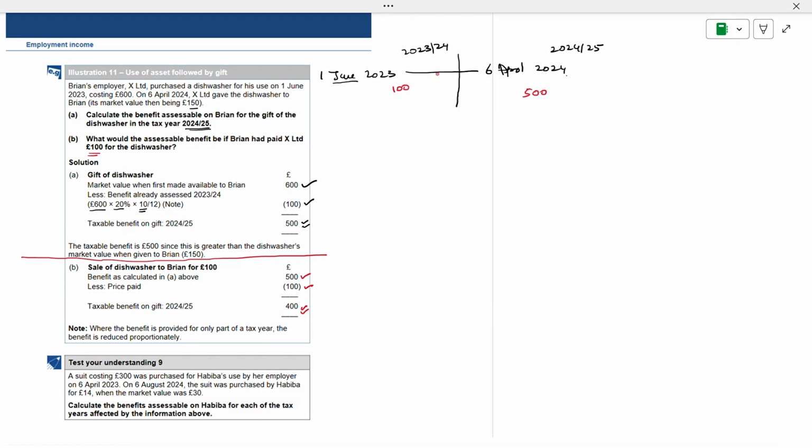Sir, I have a doubt. We learned about two methods: we have to assess the higher of rental value or market value. In this, rental value will be 600 into 20% into 10 divided by 12, right? Why is it rental value? Have they taken it on rent, or have they purchased it? Purchased. Then why will rental value come?